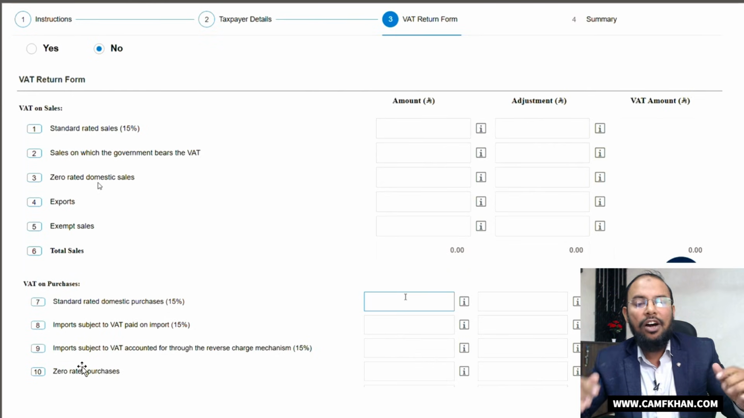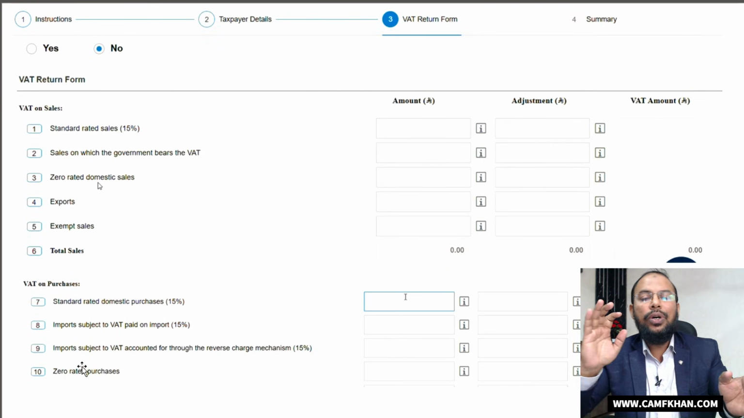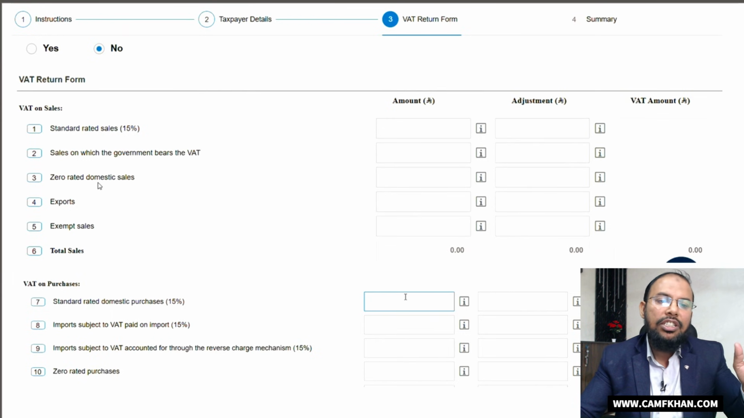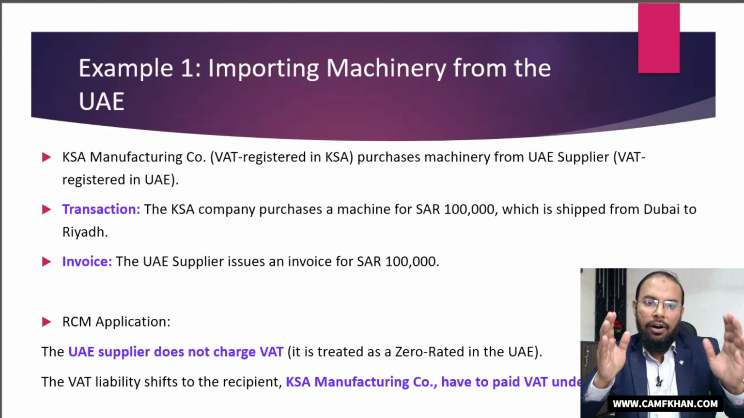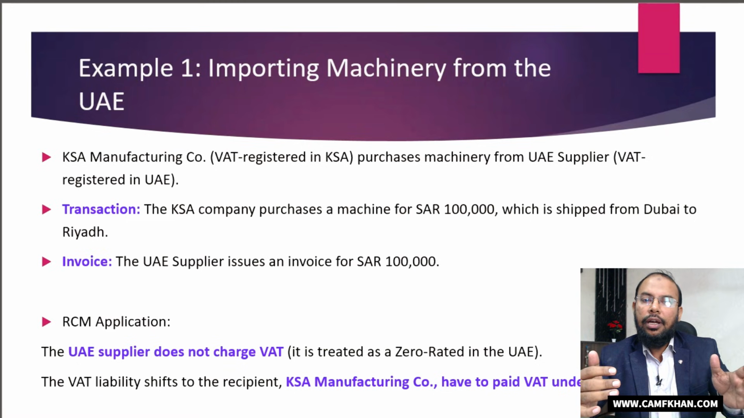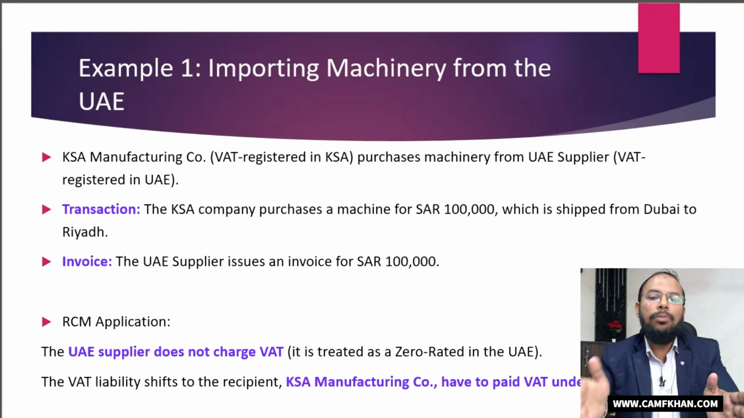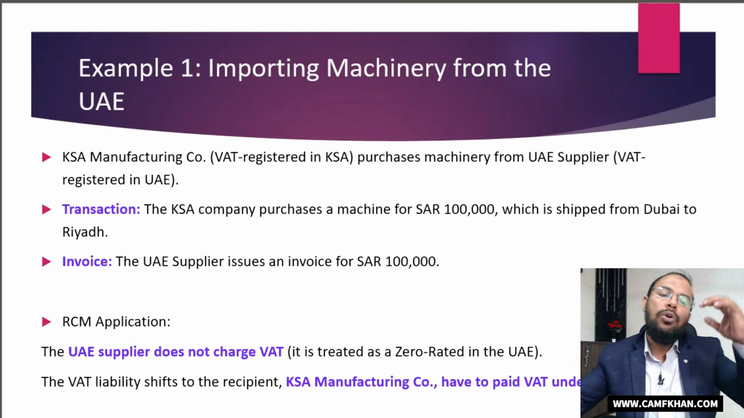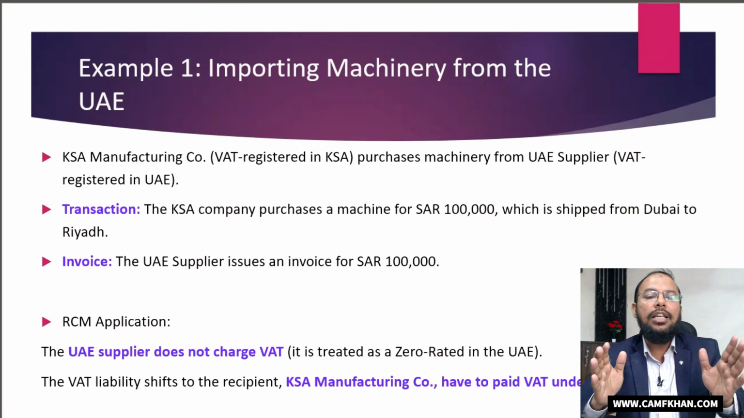Here we will understand via one practical real life scenario how to disclose VAT on import in the VAT return. So first of all, we will take the first example: importing a machine from UAE. One businessman who is doing business in KSA is importing a machine from the UAE. The transaction value is 100,000 riyal, shipped from Dubai to Riyadh. An invoice needs to be issued by the UAE supplier because they are exporting goods from UAE to KSA. So the invoice will be raised by the UAE supplier.